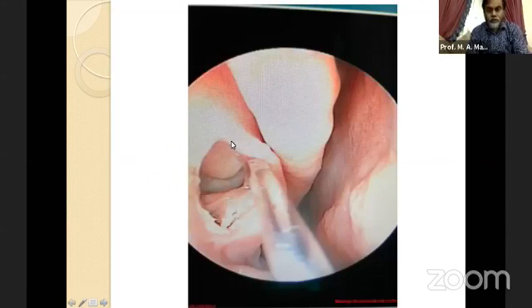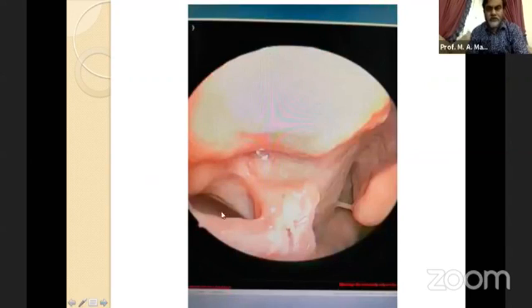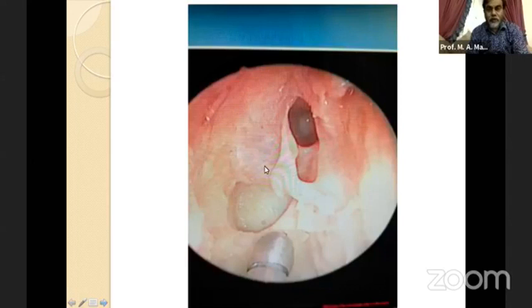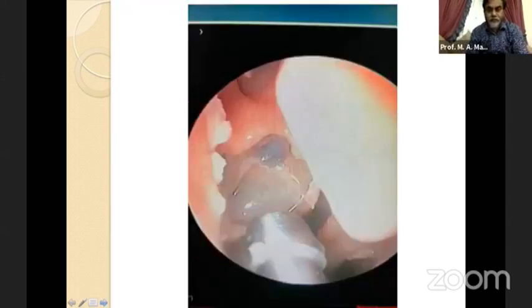Now, once we incise the uncinate process, we see the space here. It's called the infundibulum. And here you can see clearly the bulla ethmoidalis. And you can see the opening of the maxillary sinus in the middle meatus. In the middle meatus, anteriorly and superiorly, this is the opening of the frontal sinus. This is the bulla ethmoidalis.